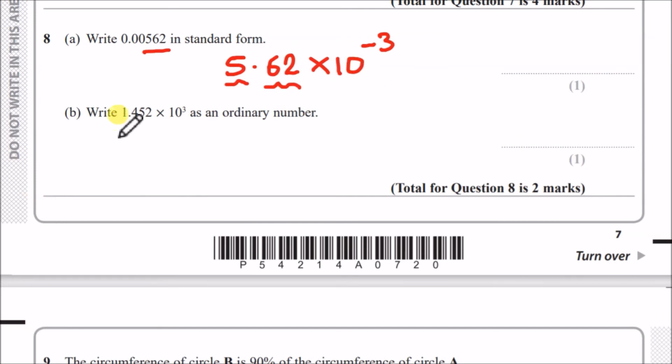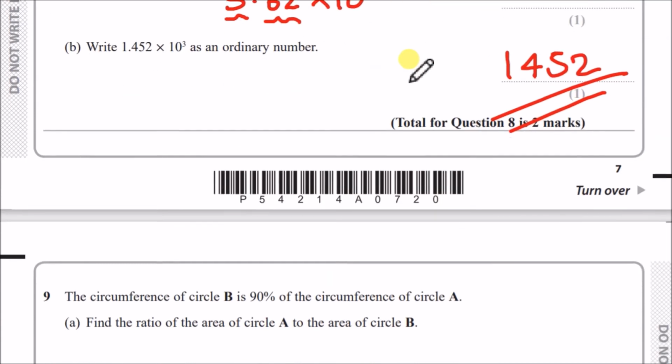For B, we need to now write this as an ordinary number. Well, most of the time, you could probably just drop this in your calculator, and I think you should get the answer. Whereas otherwise, because you've got power 3, all you got to do is literally move this decimal place 3 places to the right. So it will end up becoming 1452. And yeah, that's it.